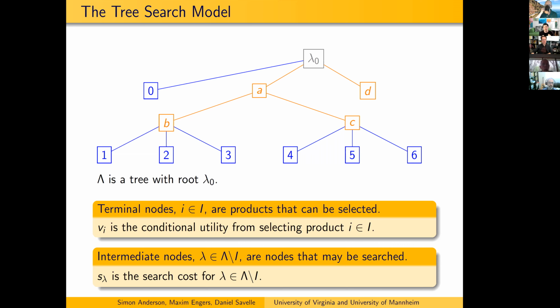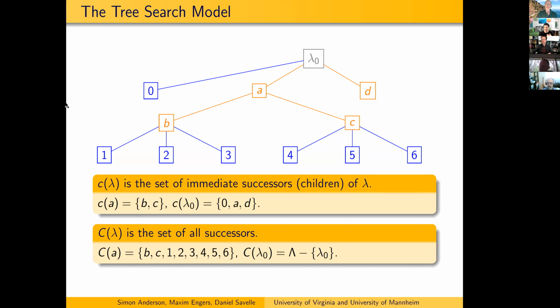Search costs are associated with intermediate nodes. And each time you access an intermediate node, that's searching it. Anytime you access a terminal node, that's selecting it. We're going to use lowercase c for immediate children, uppercase C for all downstream children, for all nodes downstream. So c of A is B and C. Capital C of A is B, C, and 1 through 6, so on and so forth. This is just to establish some notation.